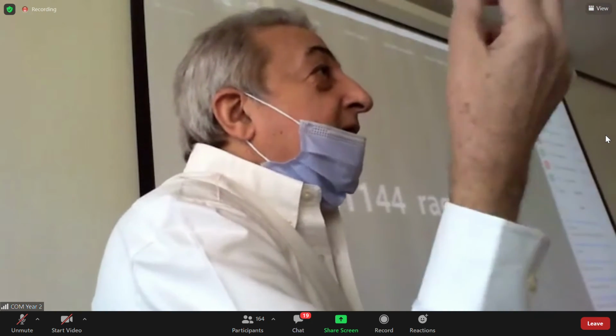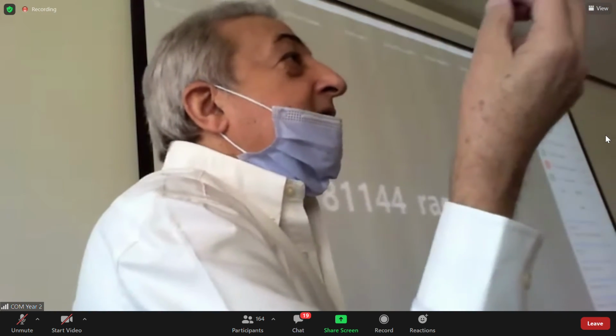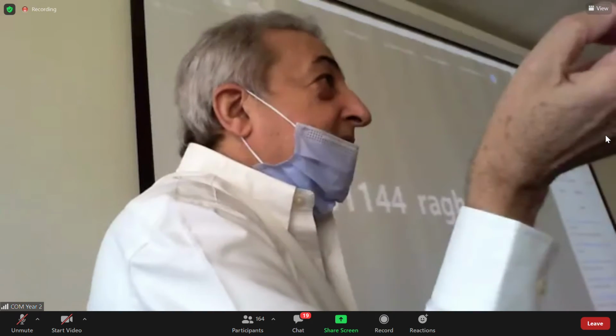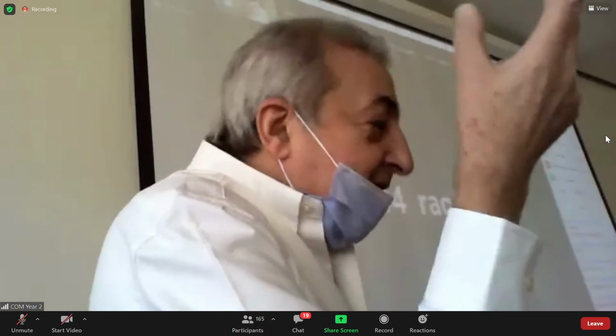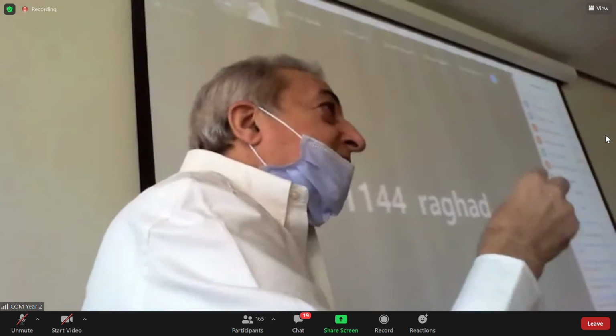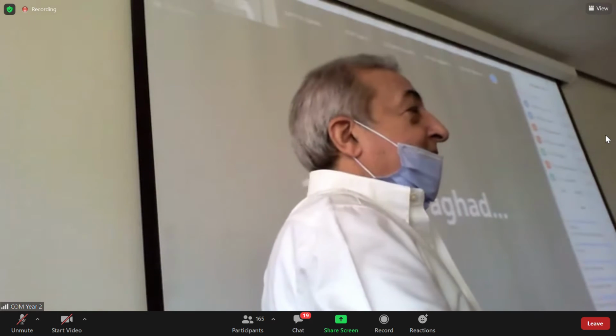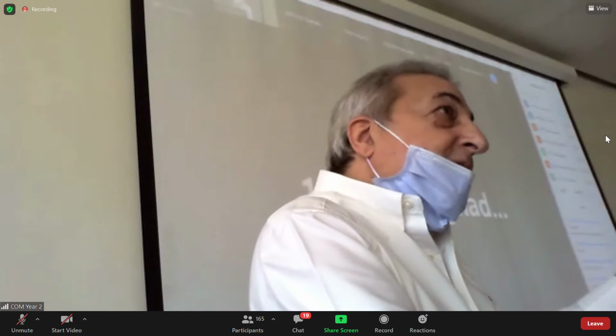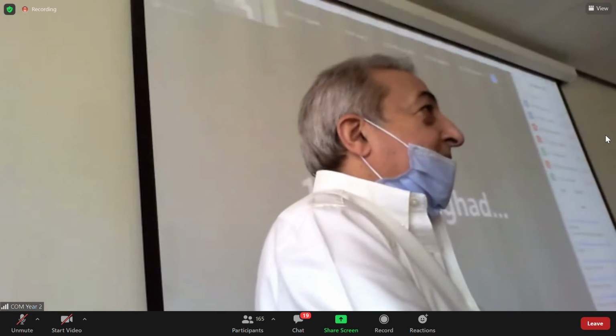Polysaccharides, you cannot give it in children under what? 2 years of age. Polysaccharides, you cannot. Conjugate, you give it for less than 2 years of age. There are many differences, but this is the main difference here.